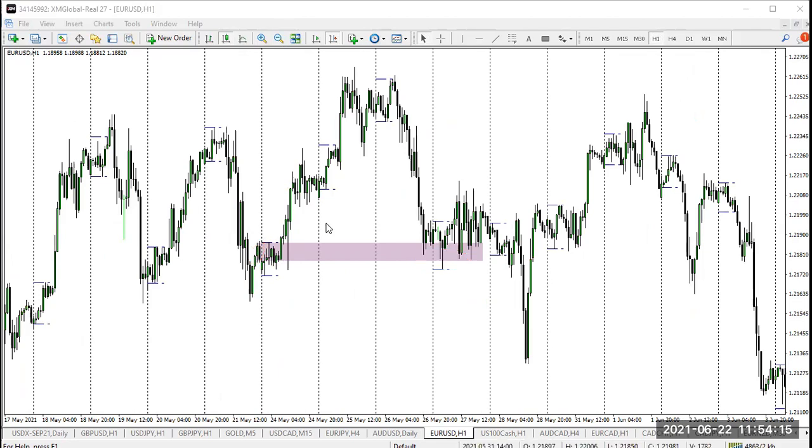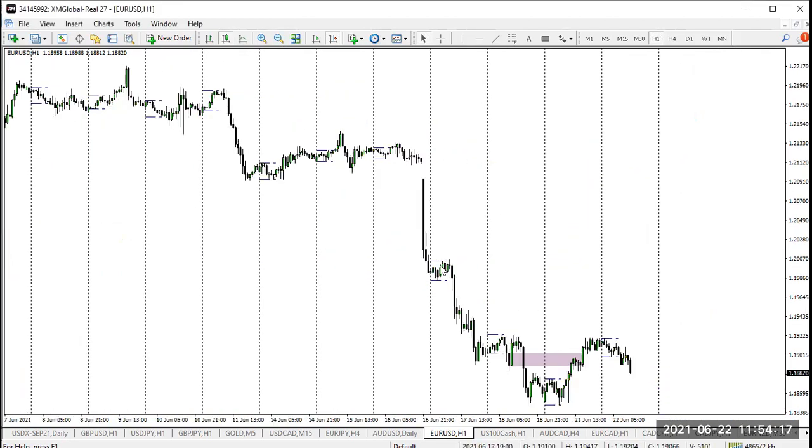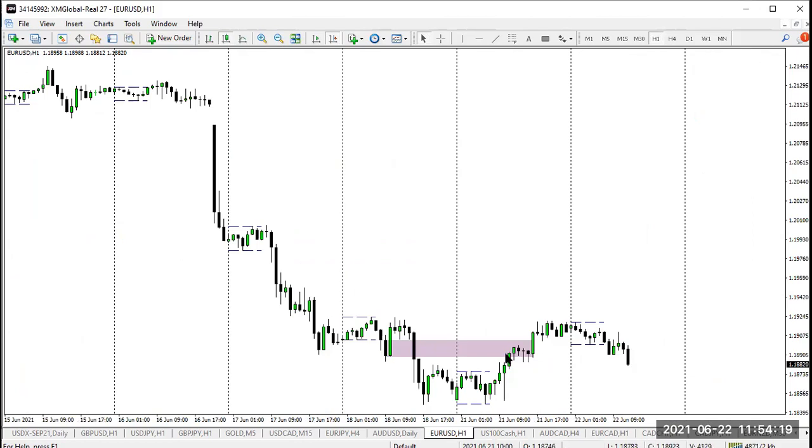Other examples. This one was from Friday. Yeah, it was the mitigation block on Friday. But this one did not work. Just like I told you, number one, you need context. Number two, you need confirmation. Those two things. Okay, so you were supposed to sell here.